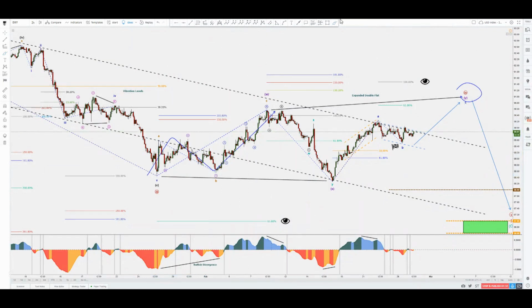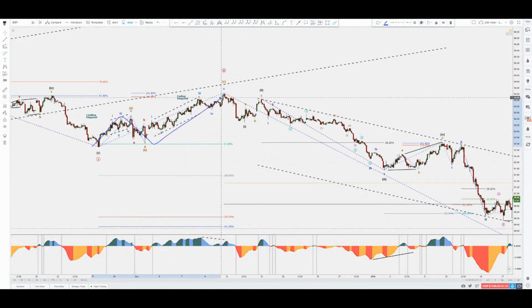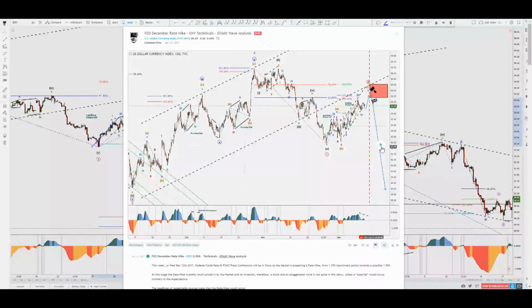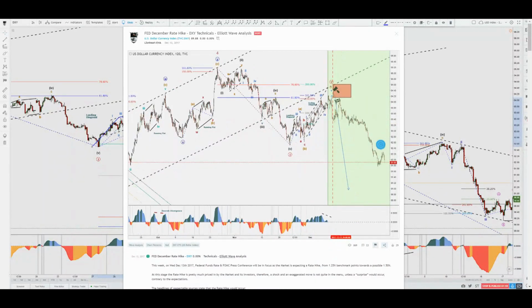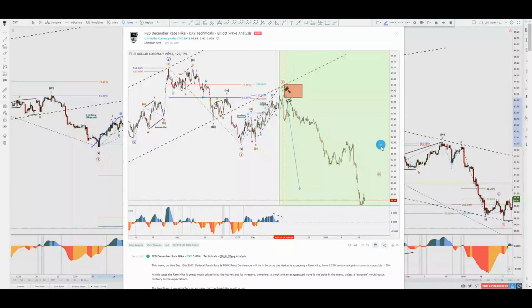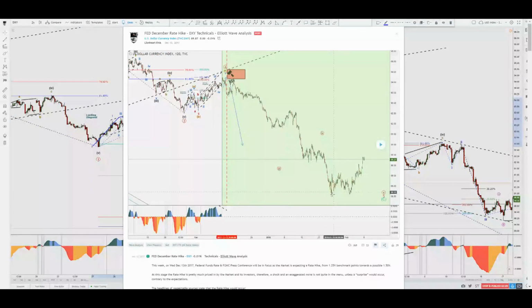It makes perfect sense for this correction to become a complex structure, and I will tell you why. We already have the second wave, when I posted this Federal Reserve rate hike. Back then, on December 12th, I posted this bearish idea on the interest rate hike, and the dollar index started getting trashed. Right after that it went down a lot, all the way down to 88.47 or so, and then it started making a corrective structure.